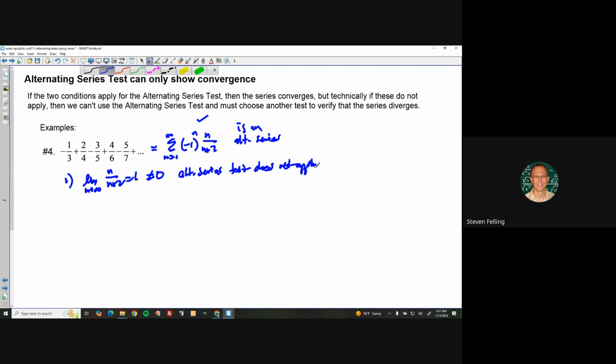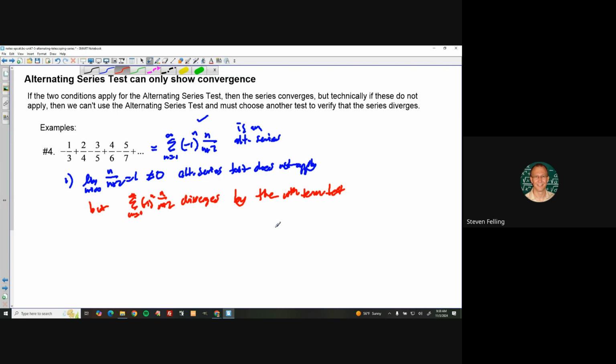Right, but we've got to be specific here. We can say this series, n equals 1 to infinity of negative 1 to the n over n plus 2, diverges by the nth term test. So if it fails, we'll invoke the nth term test instead.